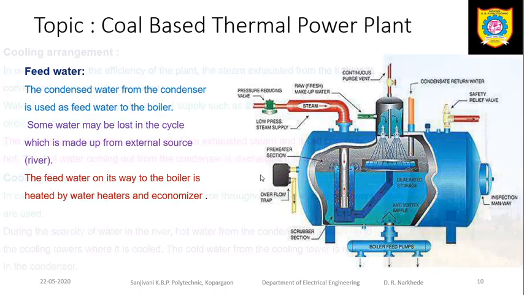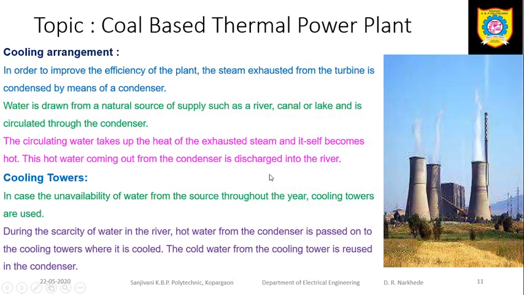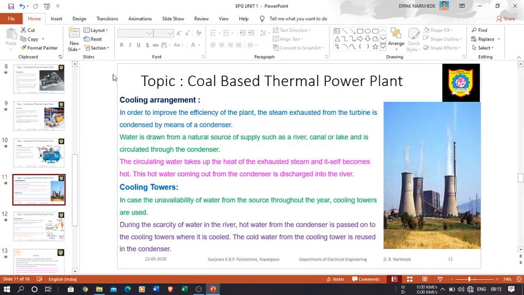Then this is the feed water system. This is the cooling arrangement. We are going to use the cooling tower also in the cooling arrangement if the water is not sufficient for the working of your power plant. So this is the basic working of your thermal power plant.